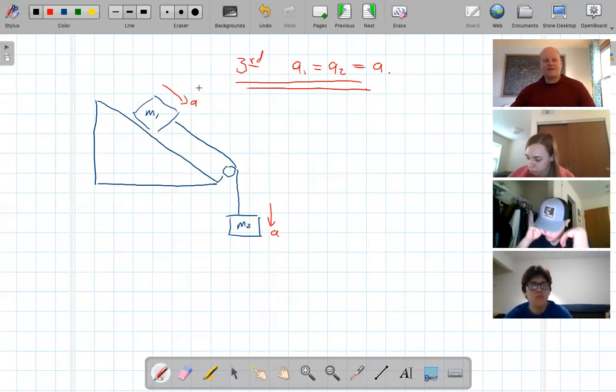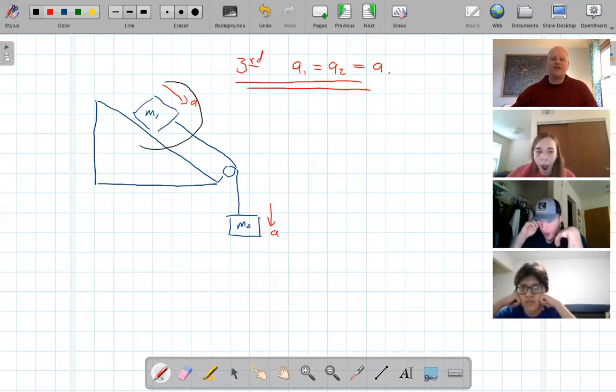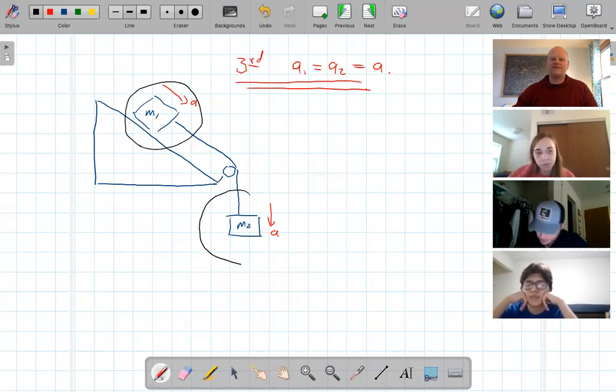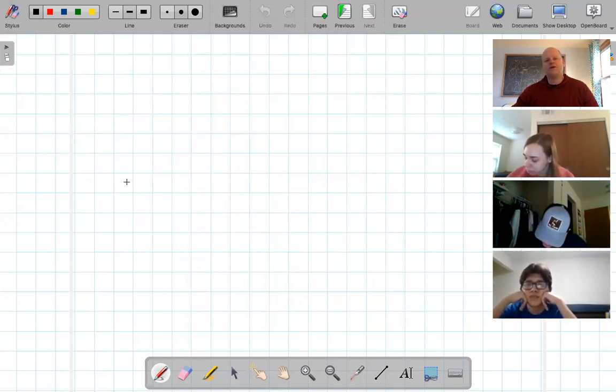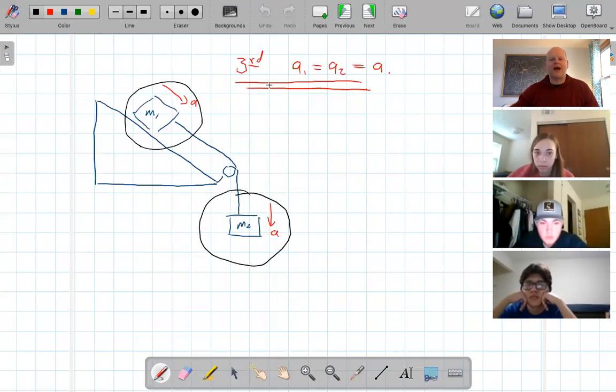I talked about this when I talked about the keys. The way we handle problems like this is we isolate each object and we look at only Newton's second law for each object individually. So if I want to know the total acceleration of the system, I'm going to use the fact that this acceleration here is the same as this acceleration here, use the fact that this tension here is the same as this tension here, and then look at the sum of the forces on this guy and the sum of the forces on this guy, and use those two things to solve simultaneously.